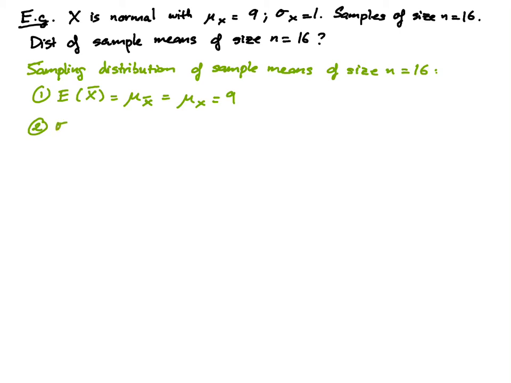Second, the standard error of the mean is equal to the standard deviation of the underlying variable divided by the square root of the sample size. So in this case, this is going to be equal to 1 over the square root of 16, which is 1 over 4, which is 0.25.